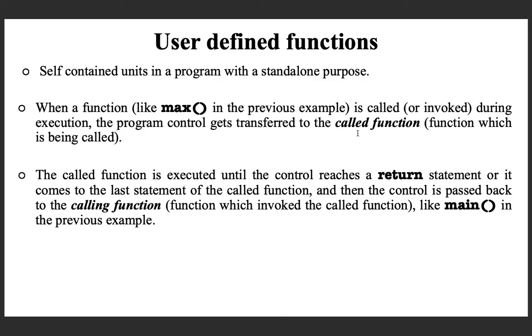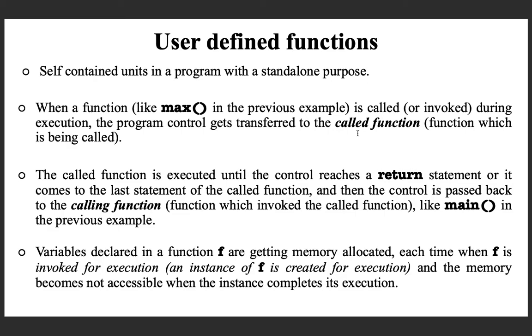The called function is executed until the program control reaches a return statement, or it comes to the last statement of the called function, and then the control is passed back to the calling function. In the previous example, main was the calling function and max was the called function.